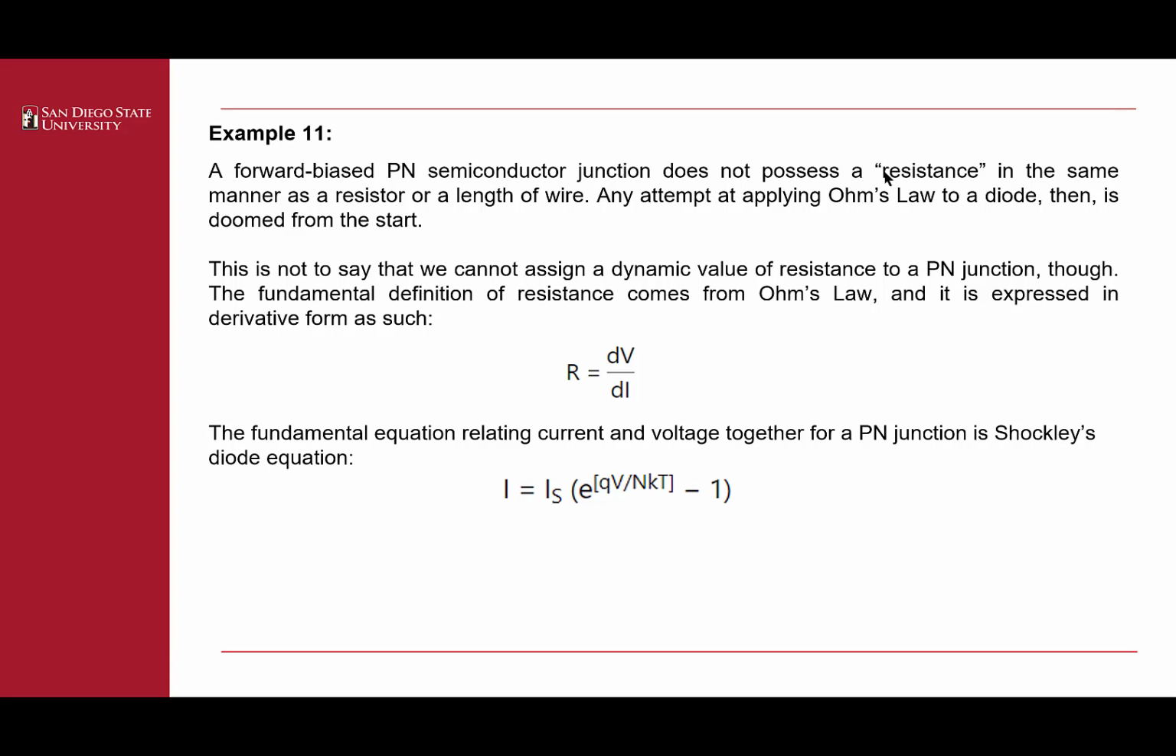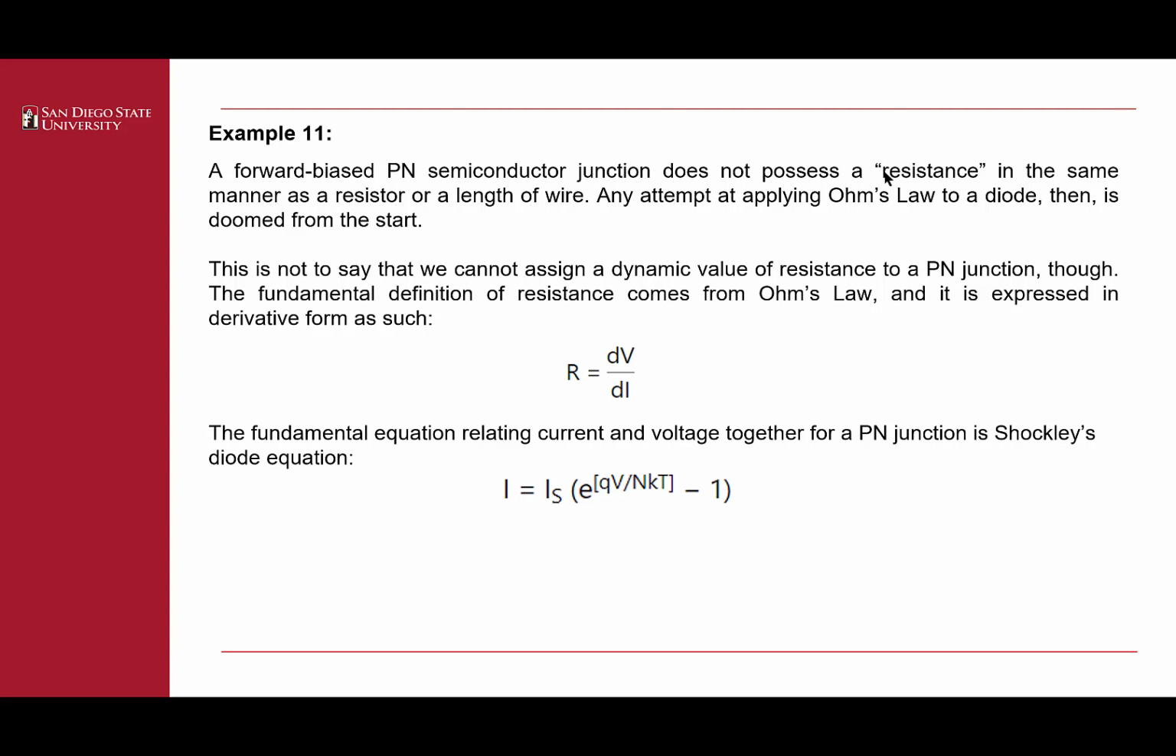This is not to say that we cannot assign a dynamic value of resistance to a PN junction, though. The fundamental definition of resistance comes from Ohm's law again, and it is expressed in a derivative form as such: R equals dV/dI. This means that the resistance is the derivative of the applied voltage with respect to the current.